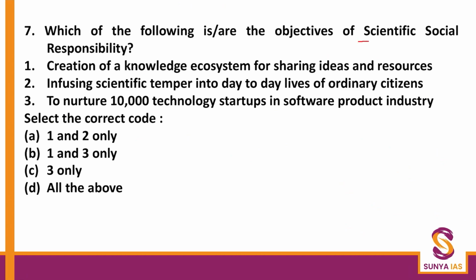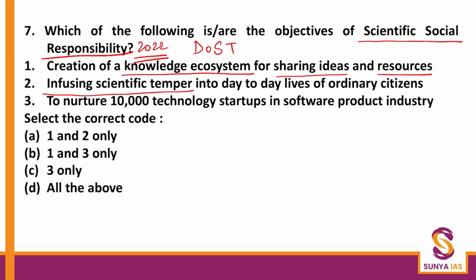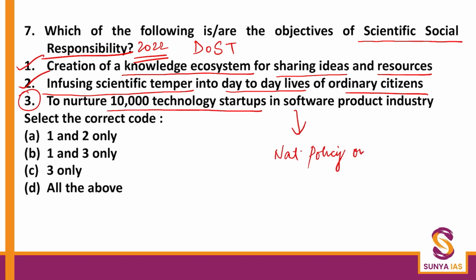Question number 7. Which of the following are the objectives of Scientific Social Responsibility? Okay, recently the Department of Science and Technology has released the SSR Guidelines 2022. These guidelines are related to the creation of a knowledge ecosystem for sharing ideas and resources, infusing scientific temper into day-to-day lives of ordinary citizens. Now, the third point is to nurture 10,000 technology startups in the software product industry. This is the objective of the National Policy on Software Products 2019. Here the objectives of two different schemes seem to be mixed. Therefore, the third statement is wrong. Correct answer should be 1 and 2 only. Got it?